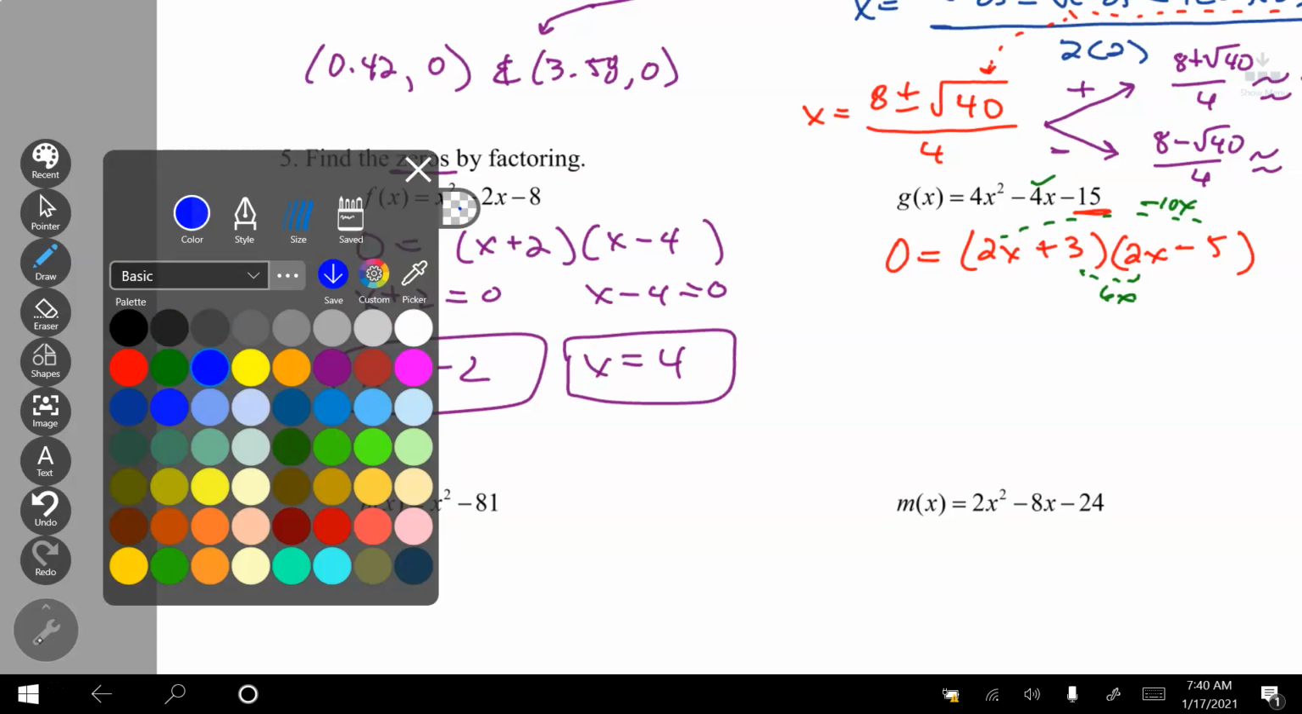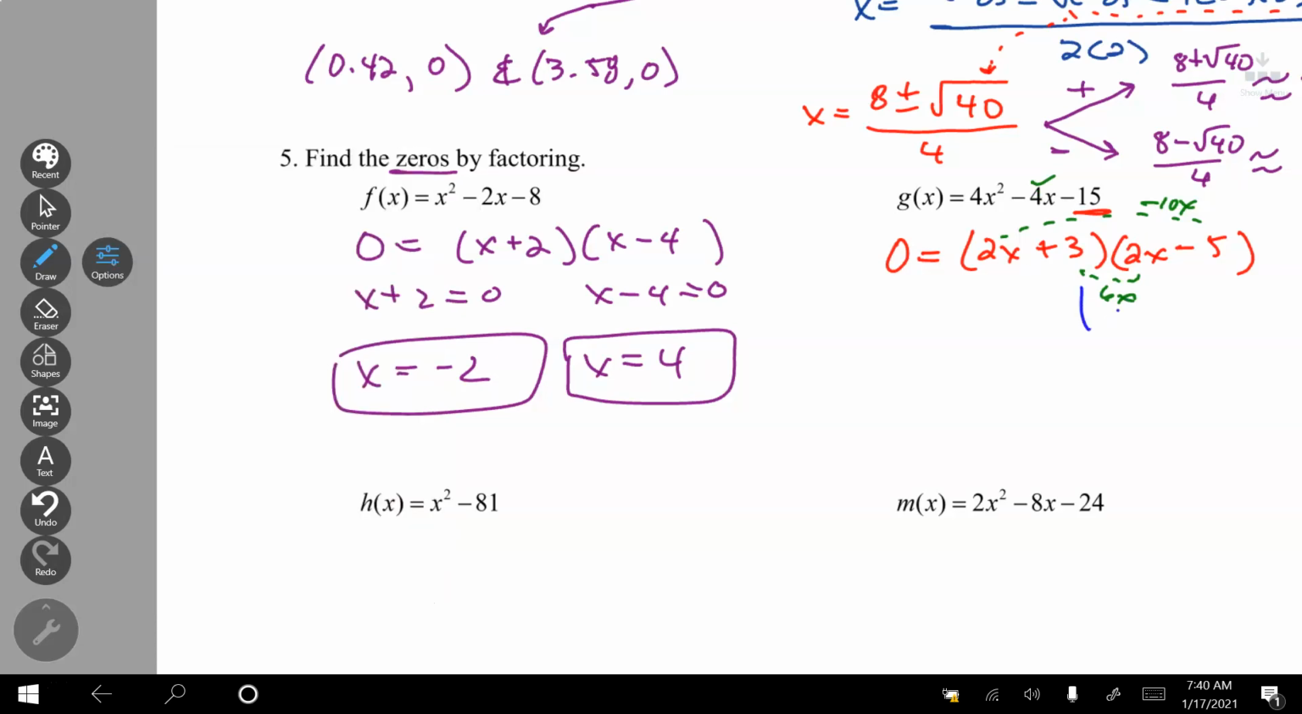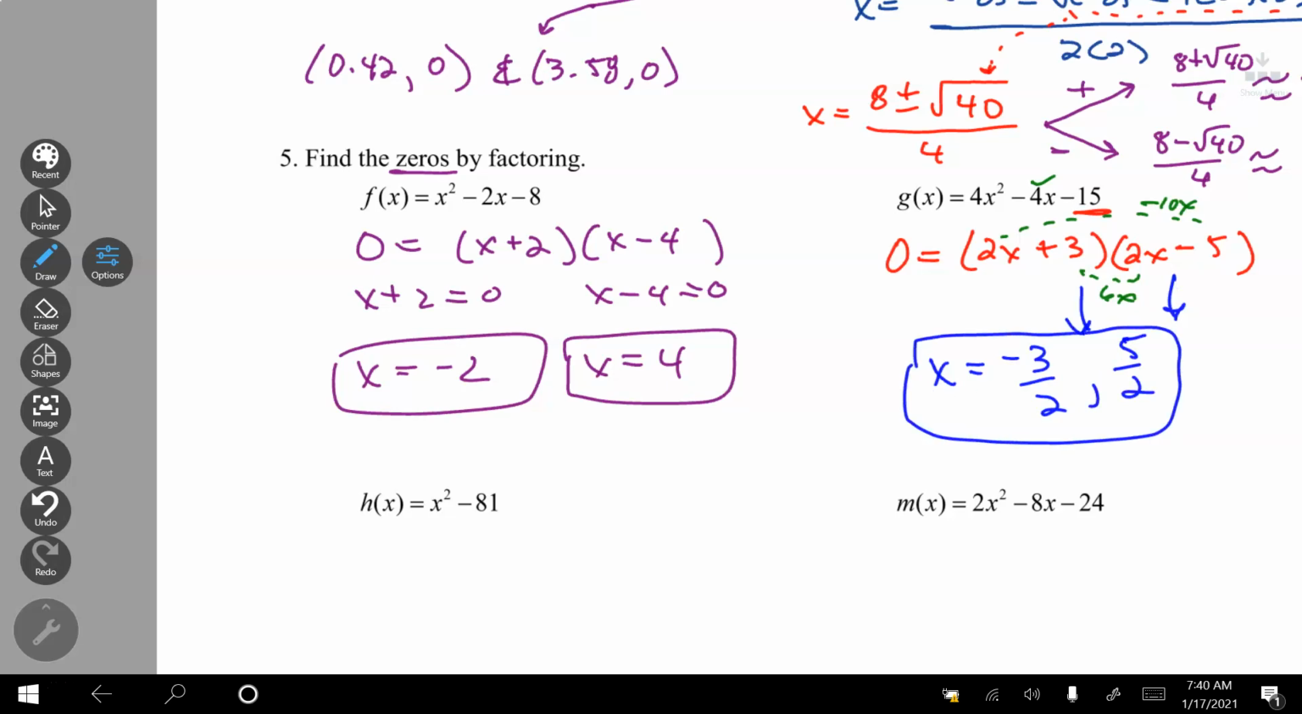And I set them both equal to 0. And mentally, I know I have to subtract 3, divide by 2, and add 5, divide by 2, and there are my 2 solutions. A quadratic should have 2 solutions.